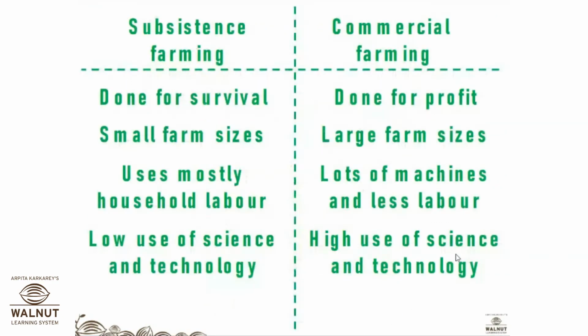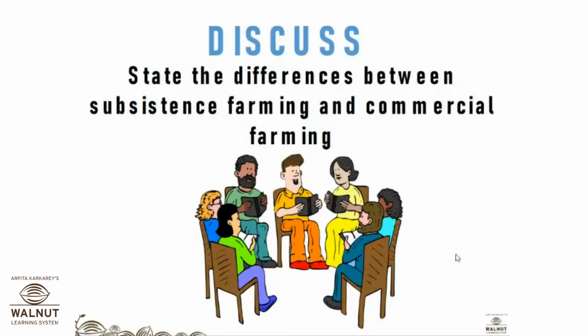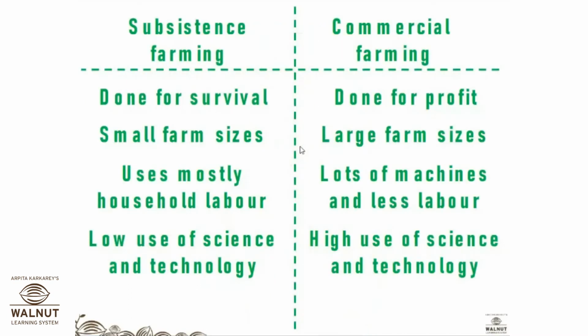Just wait. See, the previous question: state the difference between subsistence farming and commercial farming. This is the last question in your worksheet. Okay. So the answer for this question is, subsistence farming is done for survival, it's totally related to the family. So how we will write is in sentence.